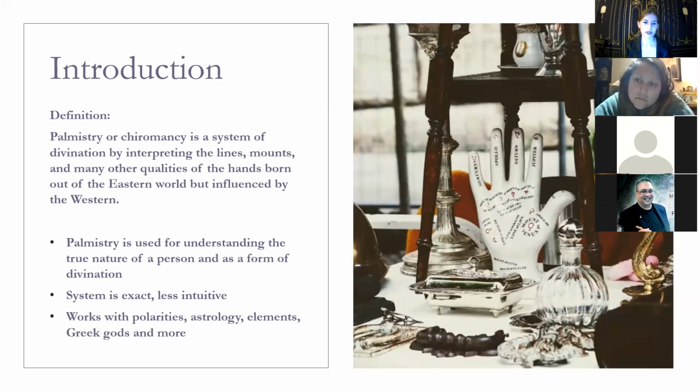Finally, palmistry works with polarities. It works with astrology elements. You can see runes on your hands. You can see so many different things on your hands. So it's a really interesting system that incorporates a lot within it. Part of that's because it's so old. Part of that's because it has been influenced by so many different cultures and astrology. But we'll see that there are a lot of places that you can go when you read palms.